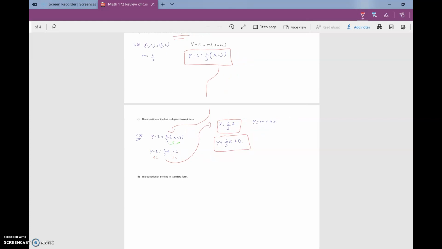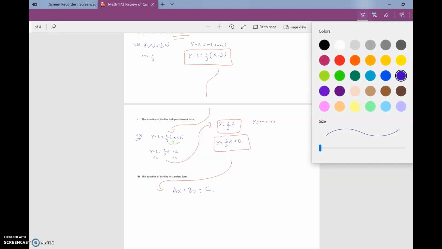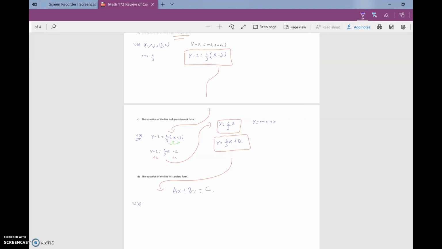Okay, so let's take a look at the last one. And they want the equation in standard form. So in this case, they want it as ax plus by equaling c. And it's just much easier to use the previous solution. This is y equals 2/3 of x. And what I'm going to do is subtract the 2/3 of x. So minus 2/3 of x. And that's going to give us a negative 2/3 of x plus y equaling 0.